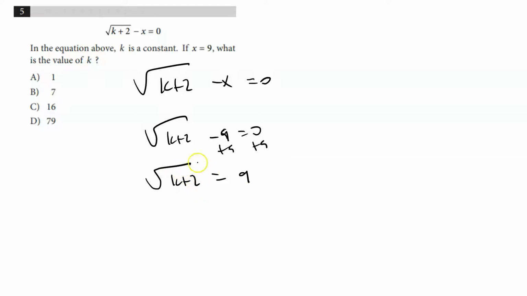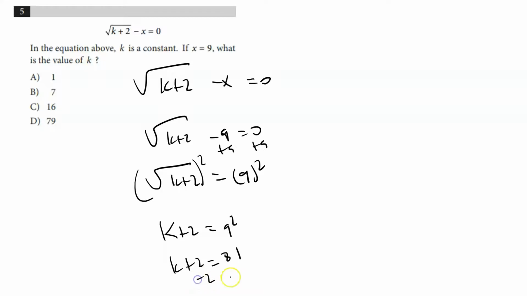And we want to get rid of this square root, so we can just square both sides. Then we have k plus 2 equals 9 squared. So k plus 2 equals 81. Subtract 2 from both sides, k equals 79. So number 5 is D.